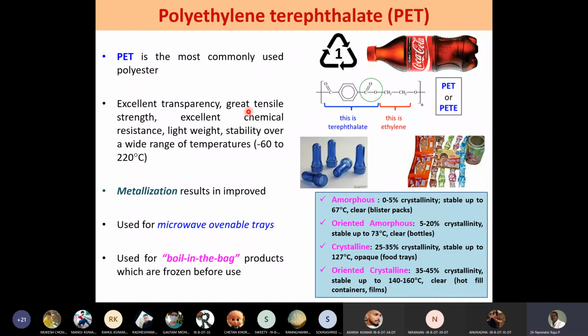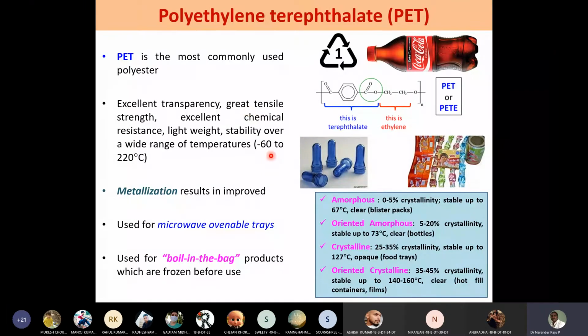That means if you have 1 inch length of polyethylene, then you can stretch it to nearly 500 inches of polyethylene, right? So initial length, 500 times. That much you can stretch it. But in case of PET, it is less, but still good enough for most of the applications.